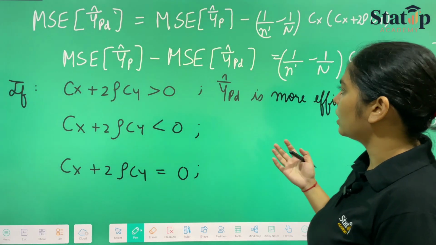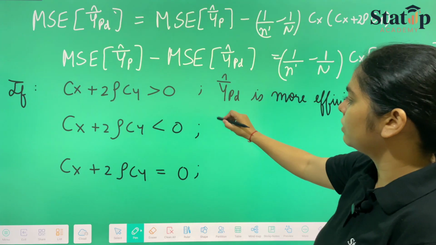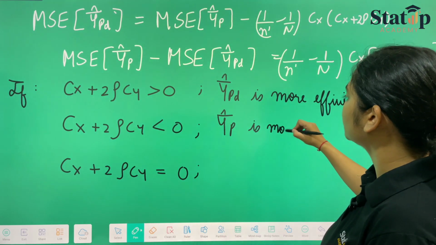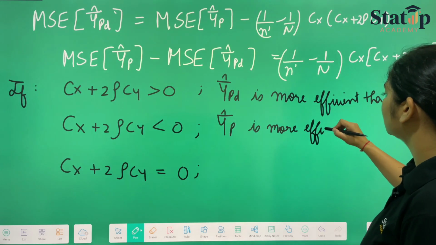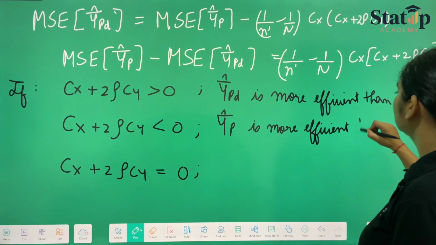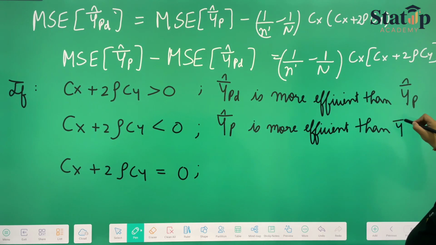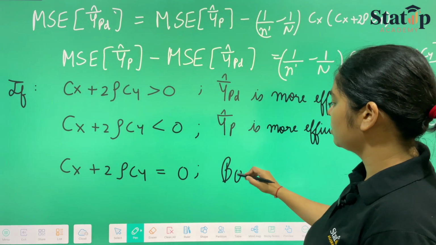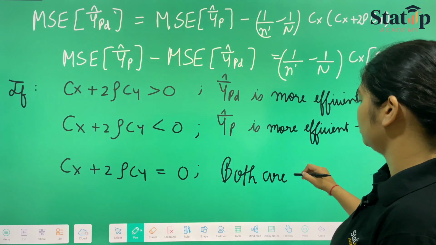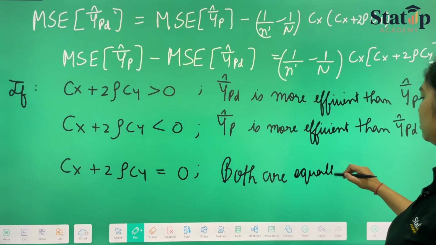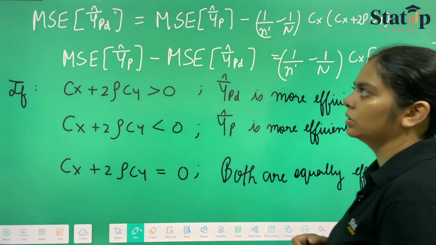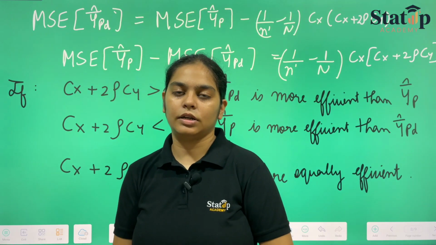And if it is the other way around, then we can say that product estimator of single sampling is more efficient than product estimator of double sampling. And if it is equals to 0, then both are equally efficient. So this completes your topic, product estimator and double sampling.